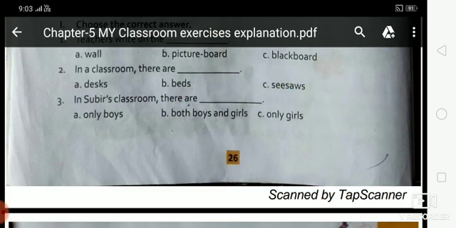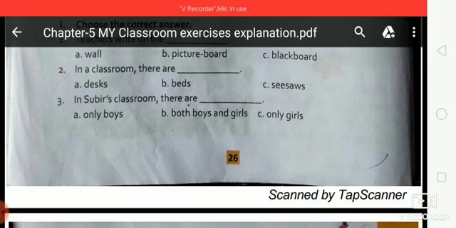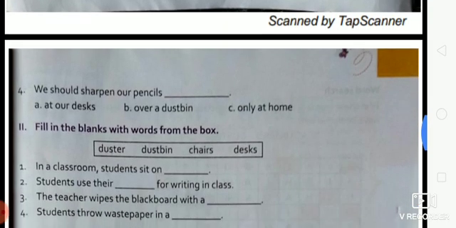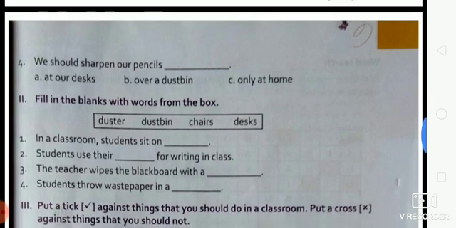Is that clear? Now students, turn your page and come to page number 27. On page number 27, you can see that question 4 is given. Question 4 is, we should sharpen our pencils dash. Here 3 options are given.